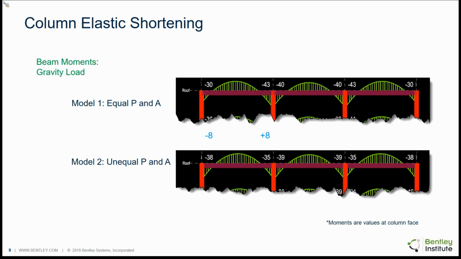And in this case, the moment on the right is 8 kip feet different, and the moment on the left of that same span is 8 kip feet different. So there's a redistribution of those moments between those two. So if you don't take into account the impact of differential shortening, you could be underestimating or overestimating the design moments in the beams. And similarly, the moments in the columns are impacted.